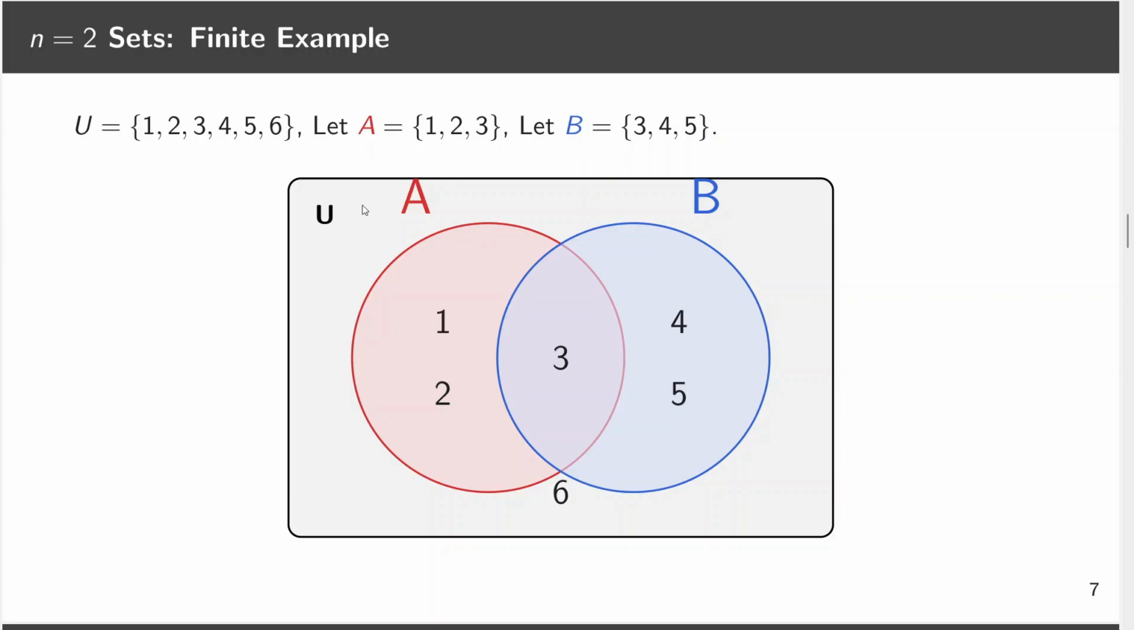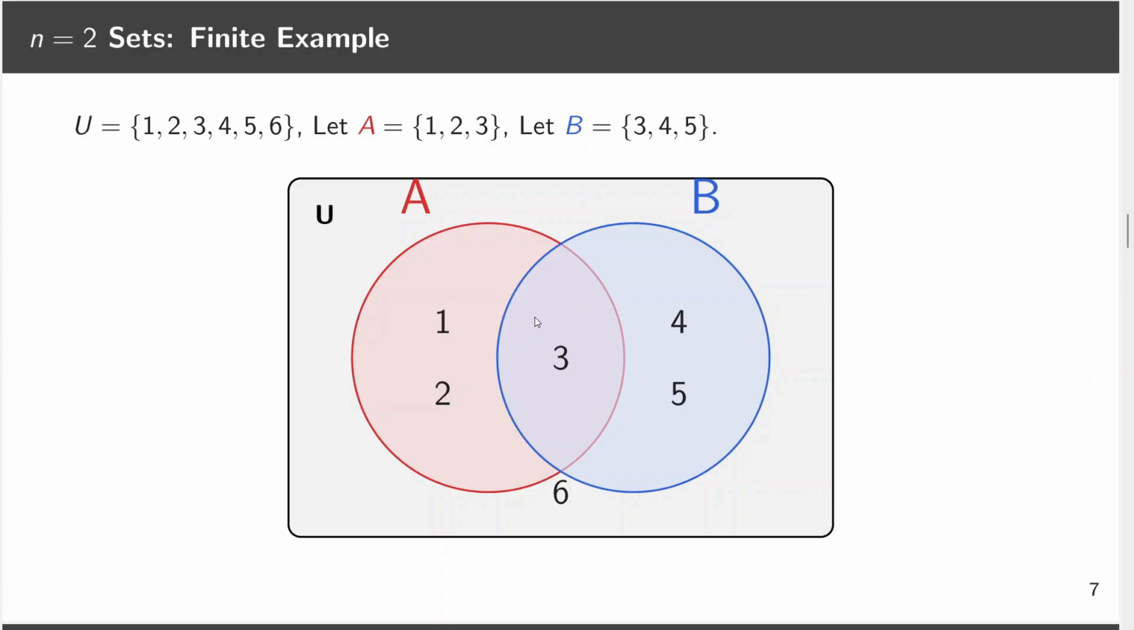Start with the number 3. Is 3 in A? Yes. 3 is listed in A. Is 3 in B? Yes. 3 is listed in B. So 3 belongs to both sets. It lives in the overlapping middle region, the 1, 1 region. 3 is the shared member.